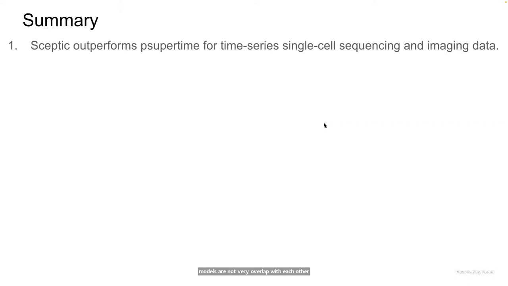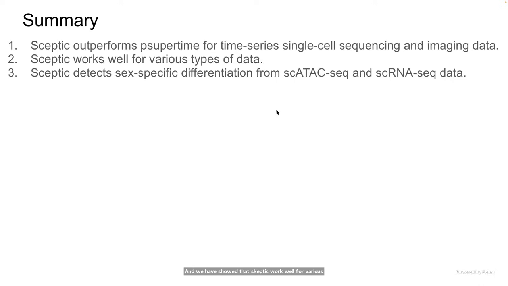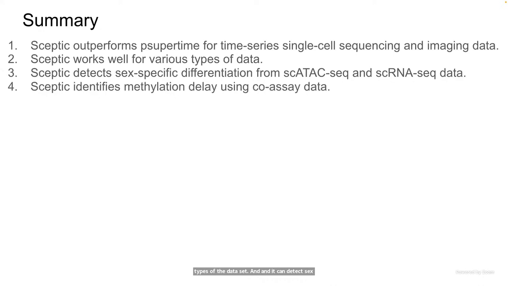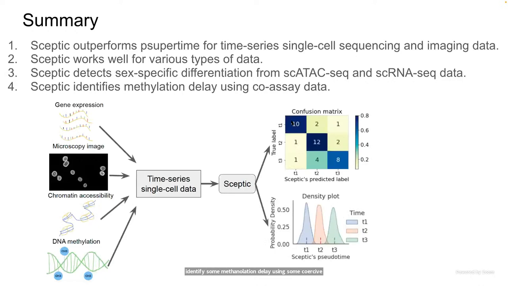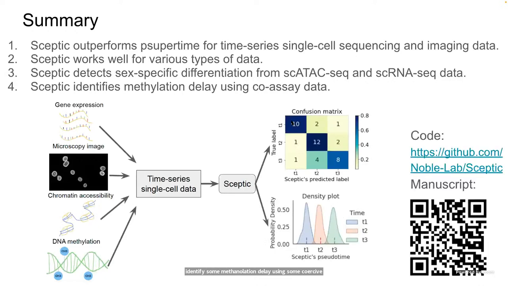Hopefully, I have convinced you our SKEPTIC model can outperform the state-of-the-art method, Supertime, in both time series single-cell sequencing and imaging data. And we have shown that SKEPTIC can work well for various types of data sets, and it can detect sex-specific differentiation from single-cell ATAC and sequencing data. In our manuscript, we also show that we can identify some methylation delay using some co-assay data, but with time limit, I will skip this. And our code is available. The manuscript is also available on bioRxiv.